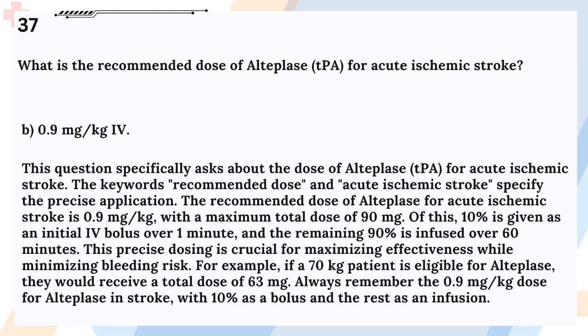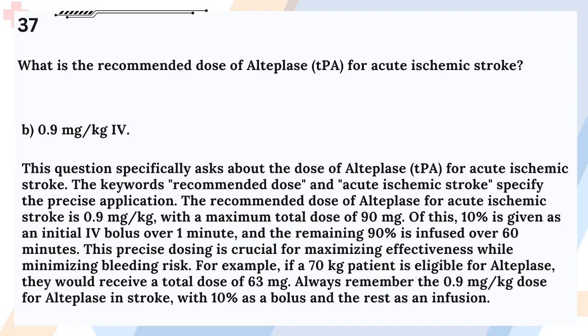Answer: B. 0.9 mg per kilogram IV. This question specifically asks about the dose of alteplase, TPA, for acute ischemic stroke. The keywords recommended dose and acute ischemic stroke specify the precise application. The recommended dose of alteplase for acute ischemic stroke is 0.9 mg per kilogram, with a maximum total dose of 90 mg. Of this, 10% is given as an initial IV bolus over 1 minute, and the remaining 90% is infused over 60 minutes. This precise dosing is crucial for maximizing effectiveness while minimizing bleeding risk.